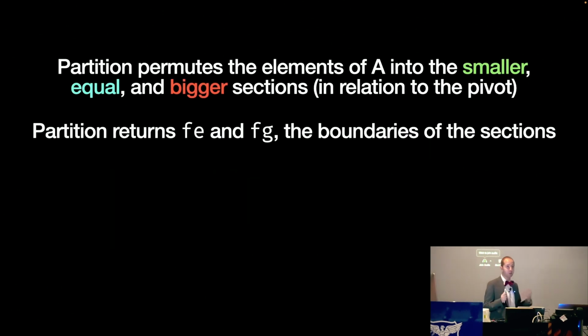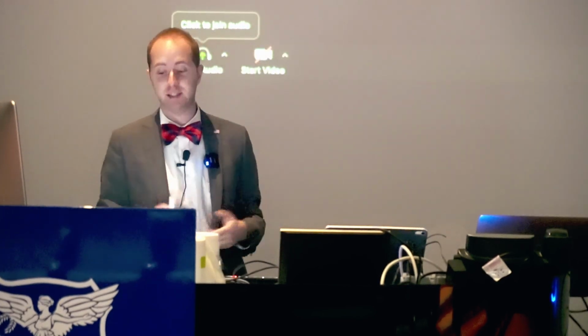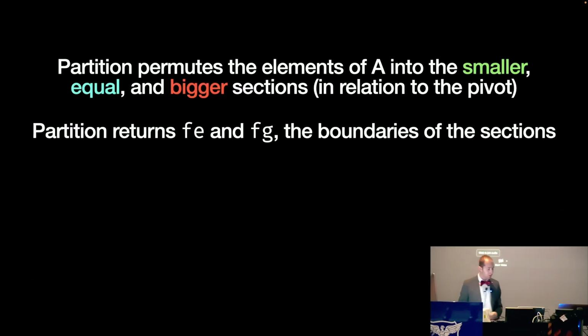Partition works as we saw. It permutes the elements of A into the smaller section, the equal section, and the larger section. And for the purposes of actually writing code, we're also going to want it to return FE and FG, that is, the boundaries of the sections. We need to know where the smaller half begins and where the larger half begins in the array in order to continue our algorithm. So let's turn back to the iPad and check out our partition function.